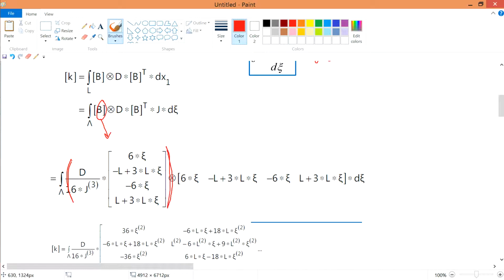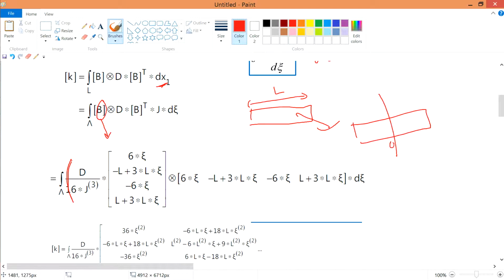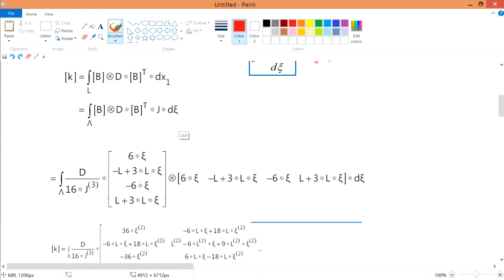Okay. And take note that when you change your dx1 to your Jacobian times dc, you're gonna integrate from L, the line integral, to the lambda. Alright, the lambda integral. If you still remember, your bar is over here with a certain length, and then you map it to something like this. This is 0, so c equals -1, this is c equals 1, and then this whole length is lambda. Alright, so this is talking about this lambda. It's the same thing.